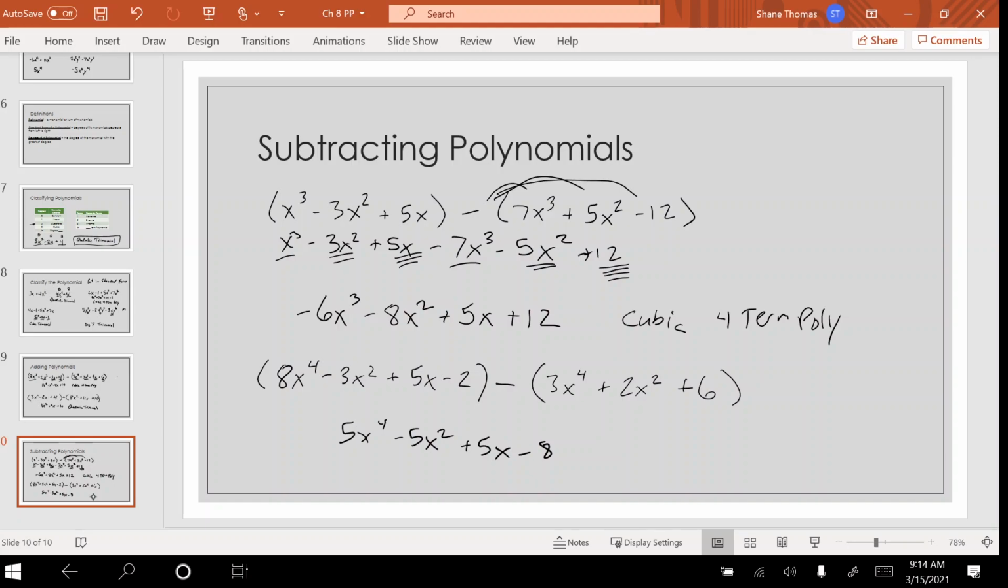Owen, what is it based on degree? Degree 4. Foster, how many terms do we have? 4, so it's a what? Yep, 4-term poly. So degree 4, and then 4-term poly. I just put a comma there because otherwise it's going to look like 44. You get me? Just something to keep in mind. All right, any questions, guys?